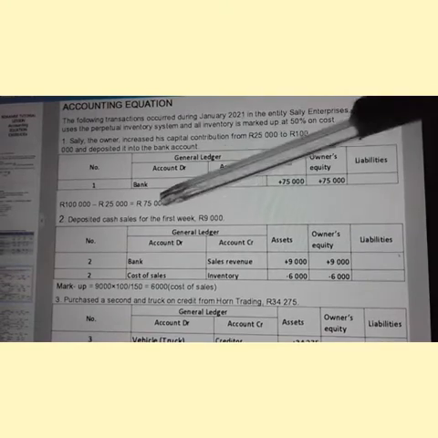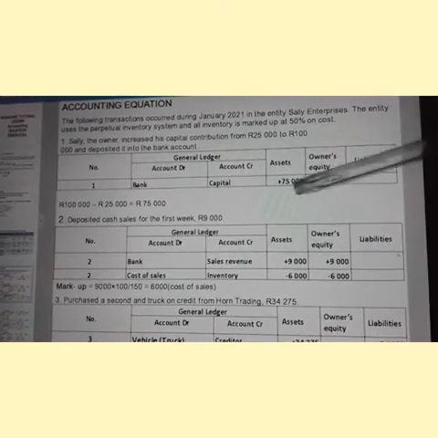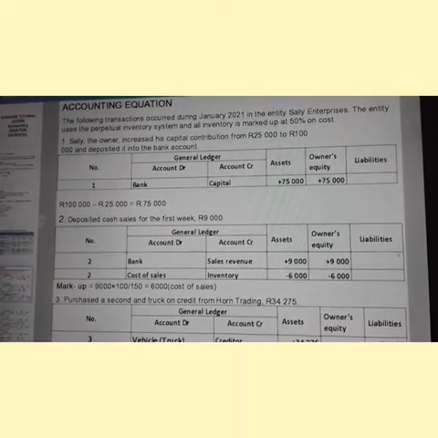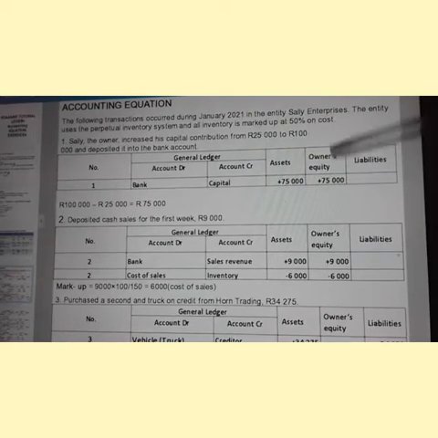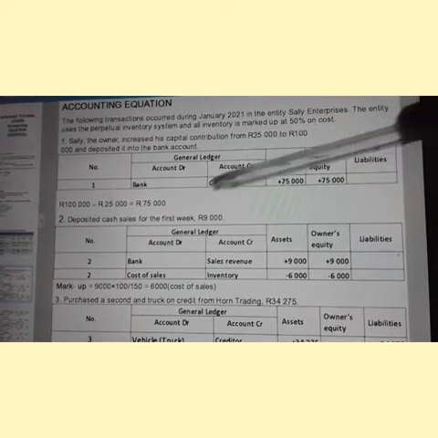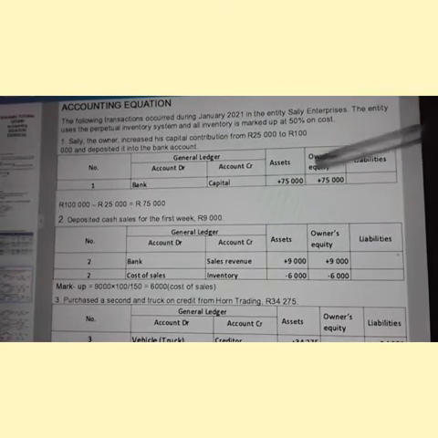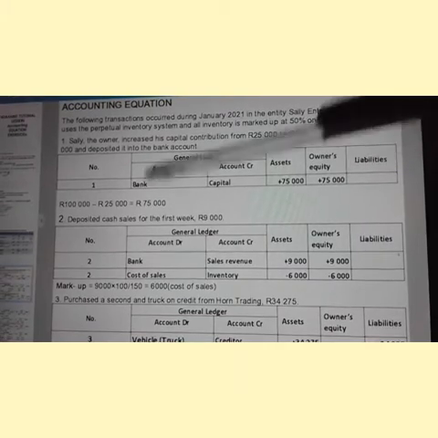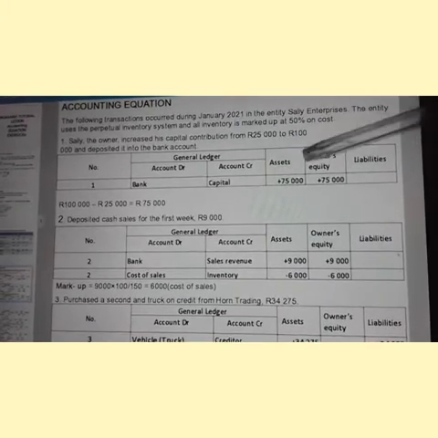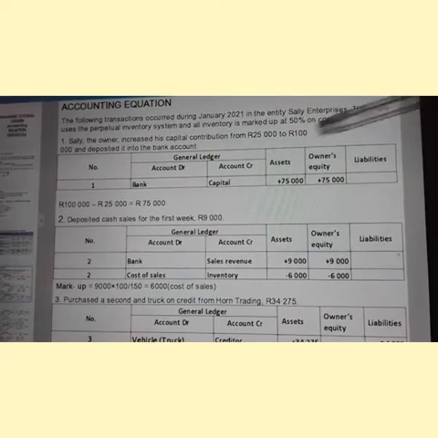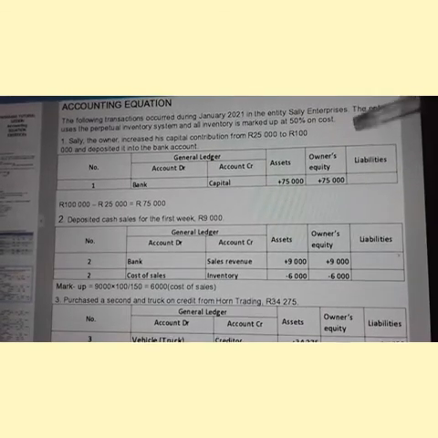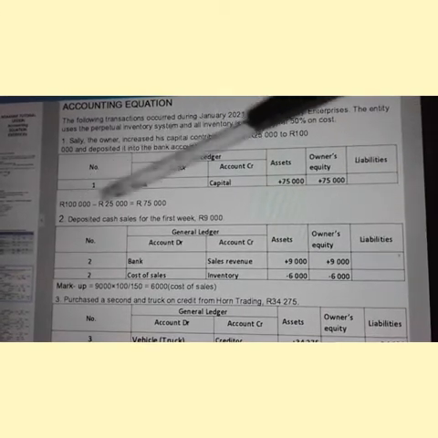So we debit the bank account, we credit the capital account, and this is how it's going to affect the accounting equation. It's going to increase our assets. At the same time, it's also going to increase our owner's equity account. Remember that capital falls under owner's equity, so we have an increase in our owner's equity account, and for bank we have an increase in our assets account. And then we move on to the second transaction.